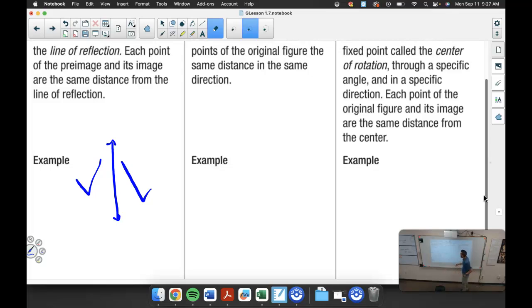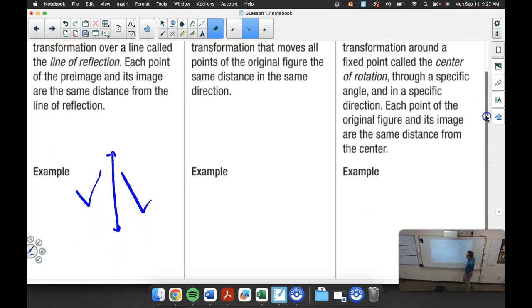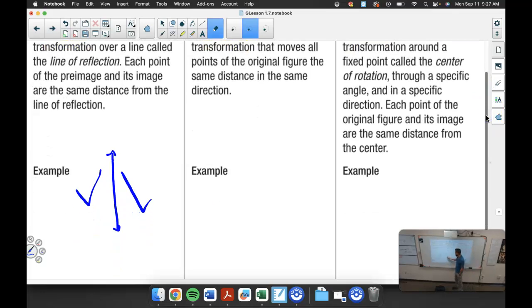So a translation. I'm going to just use this one. A translation is when we take an object and we just move it. Those aren't perfect stars, but you get the idea, hopefully. I apologize. We're just moving it.